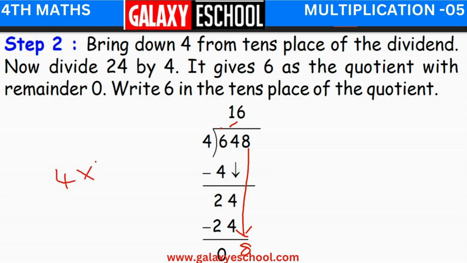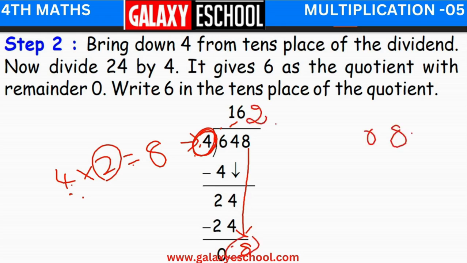If you remember the 4th table, we have 4 twos are 8. Again, why are we taking only the 4th table? Because 4 is the divisor here. So we should check for each number in the 4th table only. 4 twos are 8. So 2 will be written in the quotient, and then I am writing this 8 here. So from this we will subtract 8. Now when we subtract, 8 minus 8 gives us 0.